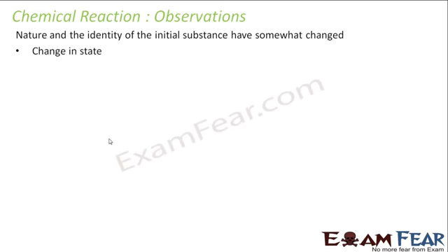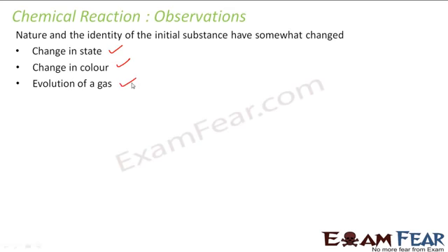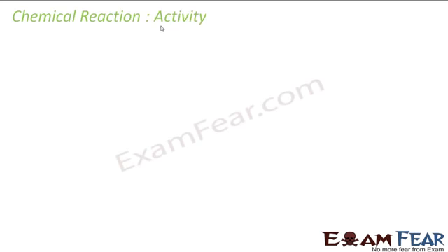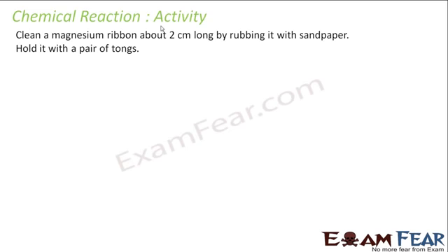So we observe that the change of state happened, the change in color happened, the evolution of gas also happened in some cases, and the temperature also changed in some of the cases. So this is what we observe in the initial substance when the initial substance went for a chemical reaction. So before we even define chemical reaction, let's have some activity of chemical reaction.